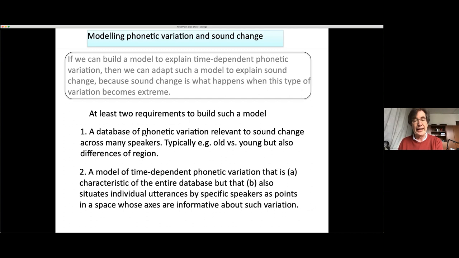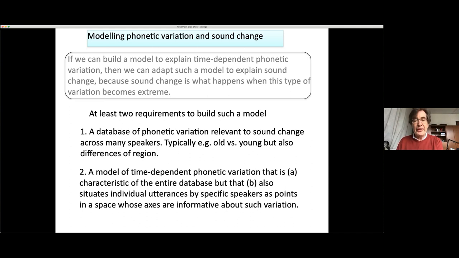And there are two things here. First of all, of course, we need a database of phonetic variation which is relevant to sound change. And this is often, for example, one with older speakers and younger speakers, or regional differences, i.e. a database which is linked to sound change or sound change in progress.